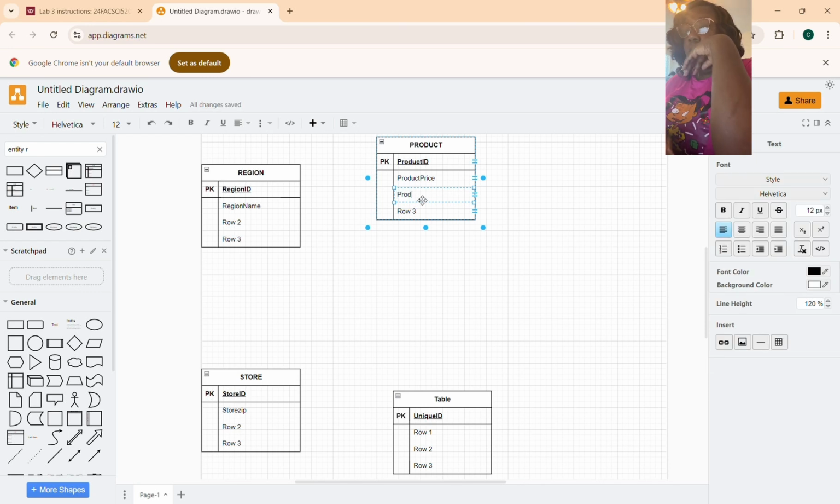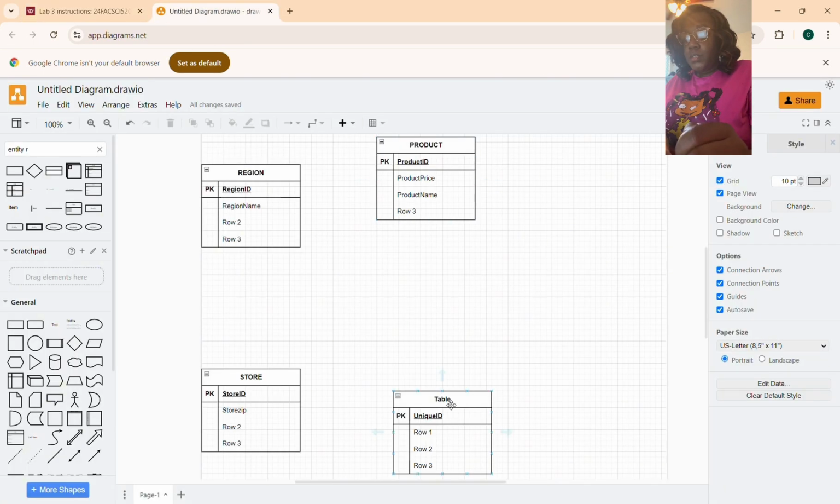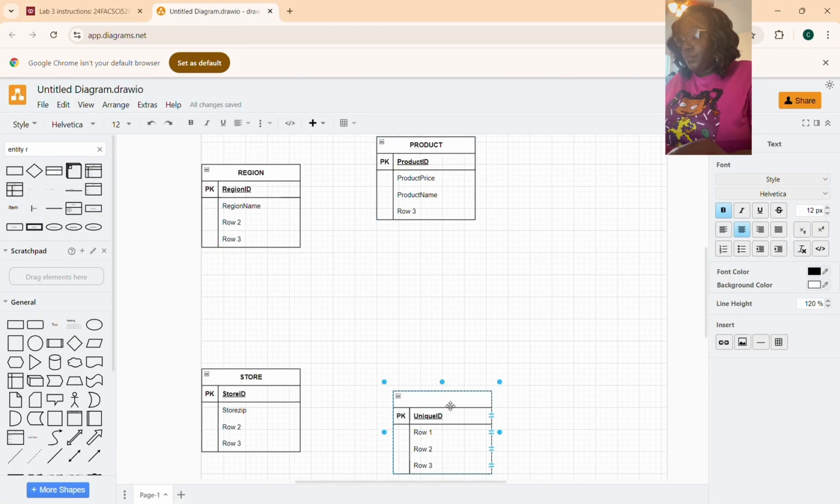The next table is going to be sales transactions. So we are going to go back over here, and in capital letters, we're going to put sales transaction. Let's make sure that's right though. Okay, we're trying to make sure we spell this right.